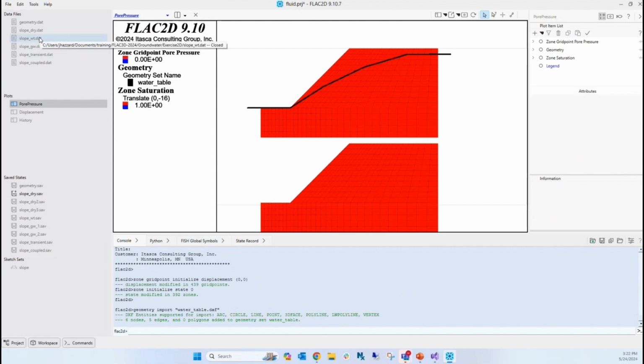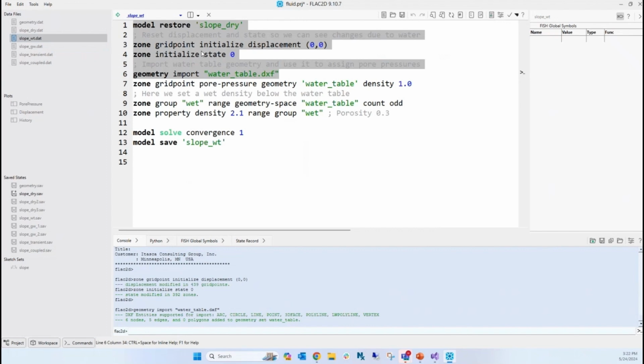So if we go back to the water table data file, here's where we set the pore pressure. Zone, grid point, pore pressure, geometry. We give the name of the geometry that we just imported, which by default is the name of the file without the .dxf extension. So pore pressure geometry water table. And in order for this thing to work out the pore pressure, it needs to know the density of water, right? You could specify that up here with a zone fluid density command, or we can just do it all in one here by specifying the density here where we initialize the pore pressure. Remember, this is kilopascals, so the density is not 1,000 kilograms per meter cubed. It's 1, whatever the units are when you're using kilopascals.